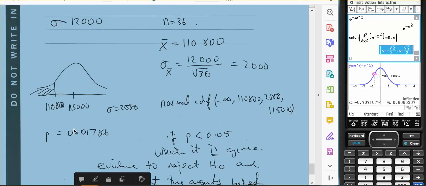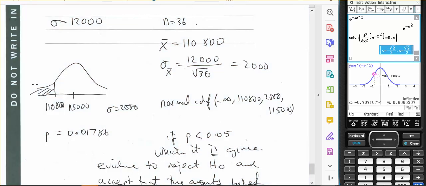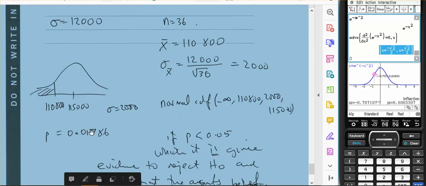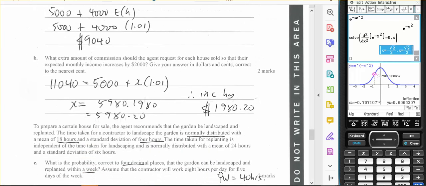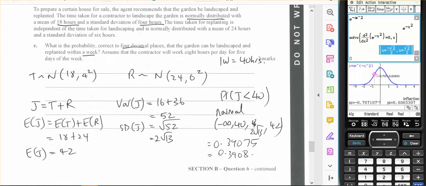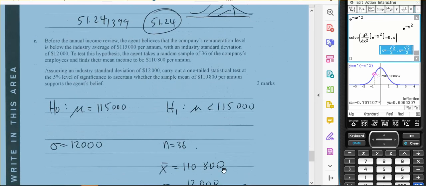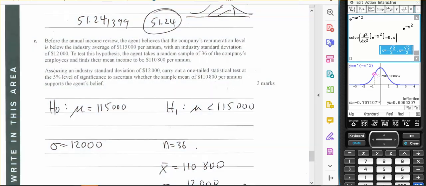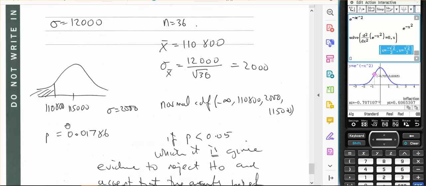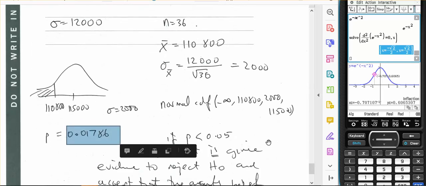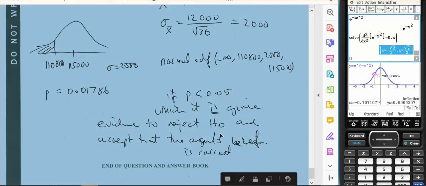So I'm looking for a p-value of less than 110,800, and that p-value was 0.017. We are testing it as a one-tail at a 0.05 level of significance. Therefore, I want that to be less than 0.05, which it is. Therefore, I would reject the null hypothesis and accept the alternative hypothesis.